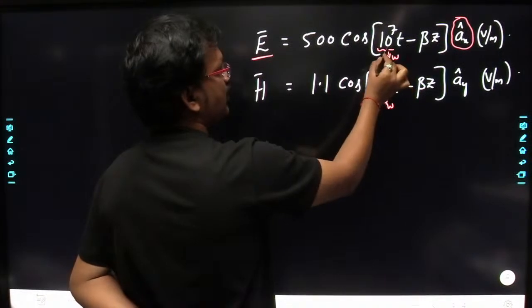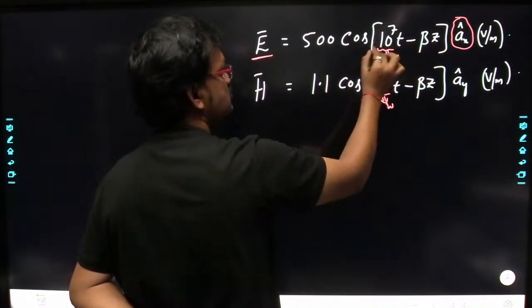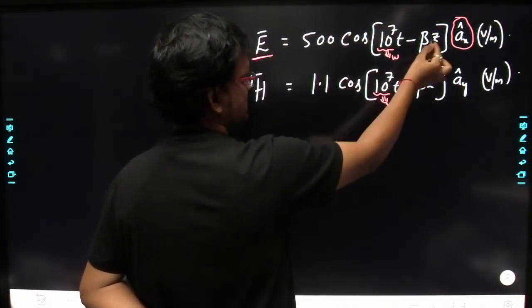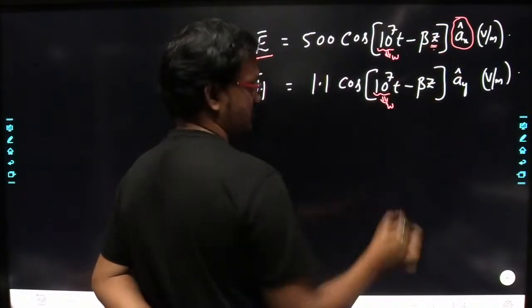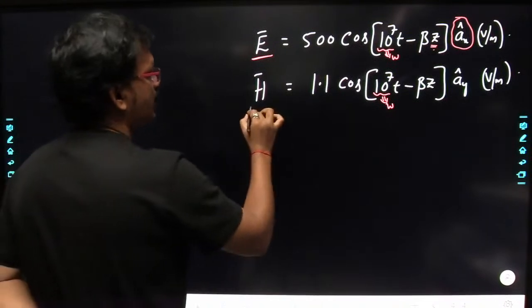If the polarity before omega t and the polarity before beta z are opposite, it means the wave is propagating in the positive direction. That means it is propagating in the positive z direction. Understood? That is what you have to understand.